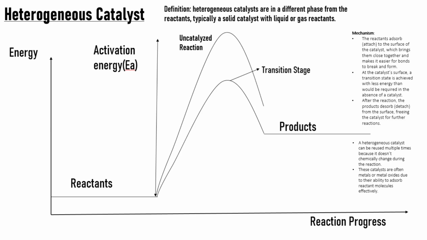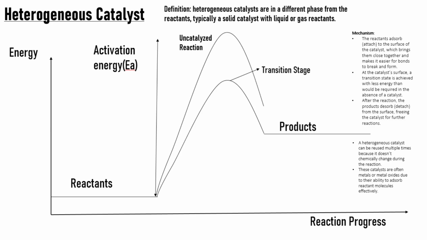Here's the process. First, the reactants attach or adsorb onto the surface of the catalyst. This proximity makes it easier for the reactant bonds to break and form new bonds. The reaction reaches a transition stage with lower activation energy than it would without the catalyst. Once the reaction completes, the products detach or desorb from the catalyst surface, freeing it to catalyze another reaction.